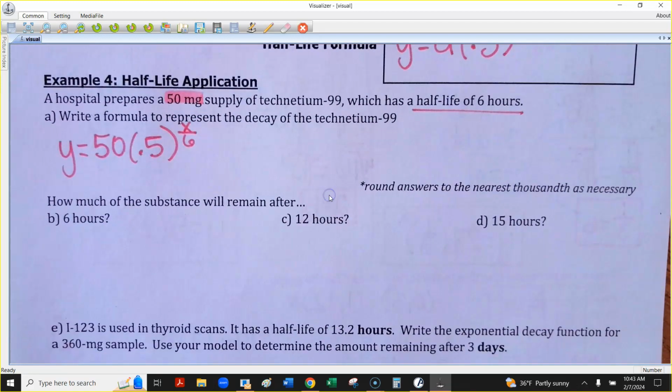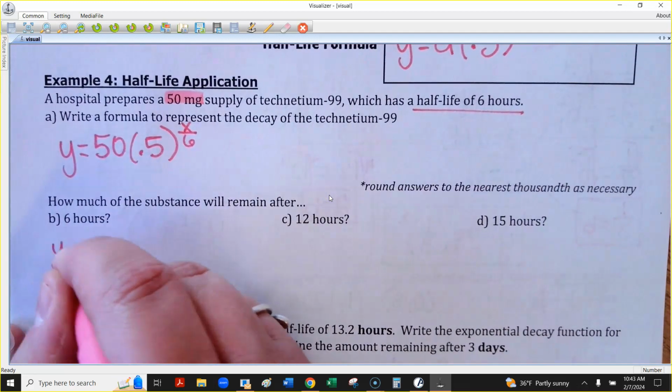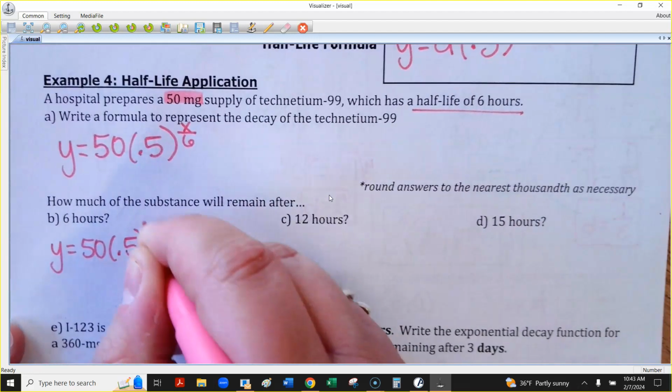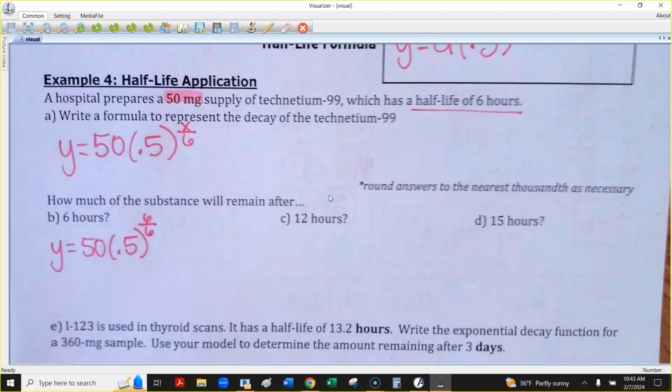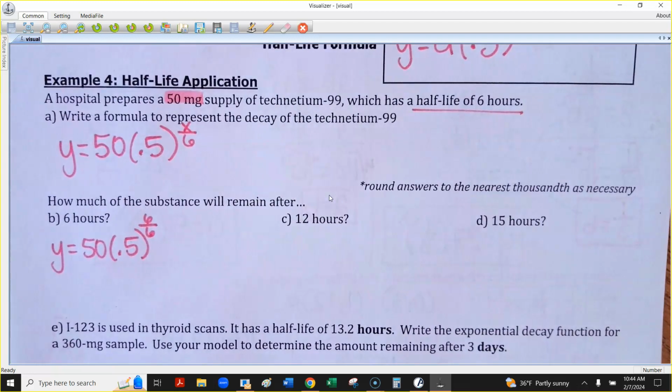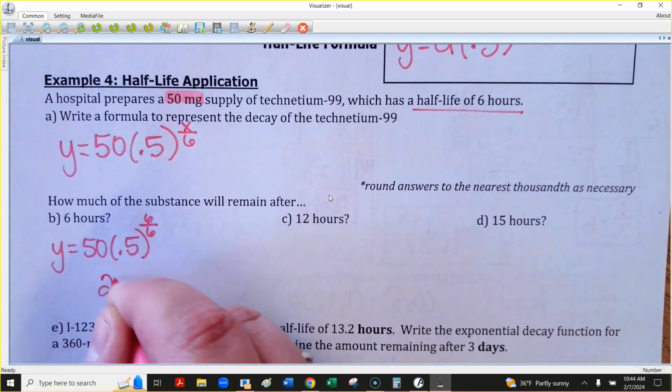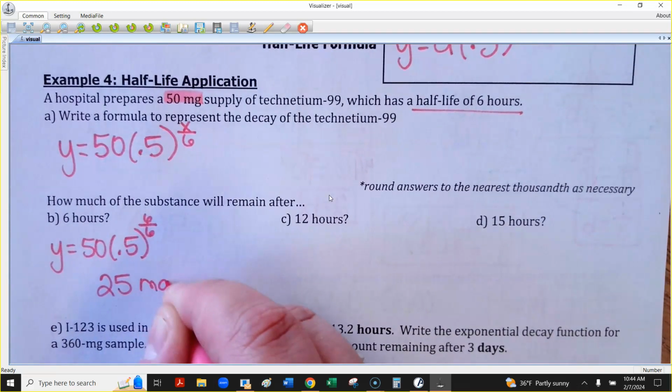Okay, so how much would remain after 6 hours? Right? So my exponent, if I plug that in, would be 6 over 6. See if this makes sense to you. So that would just be to the first power, right? 6 over 6 would be the first power. So it would be 50 times 0.5. So after 6 hours, 25 milligrams would be left.